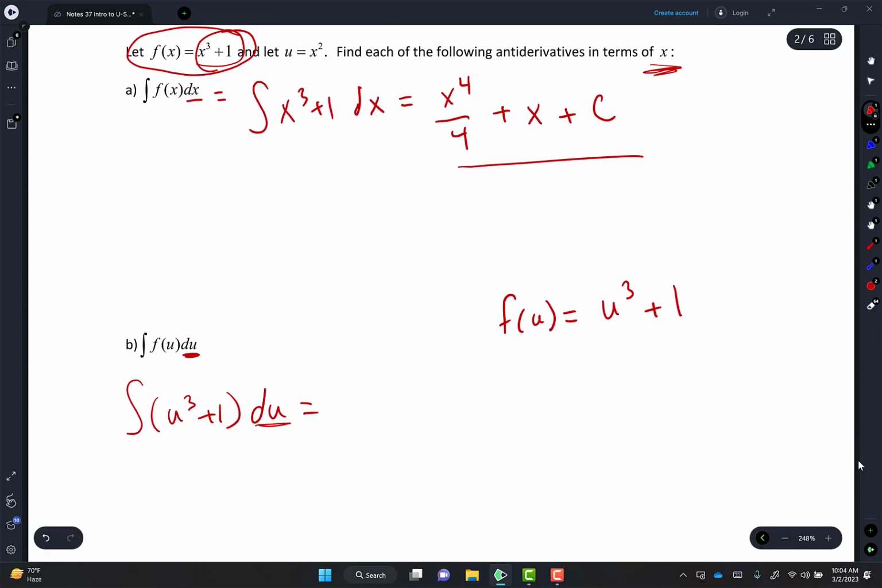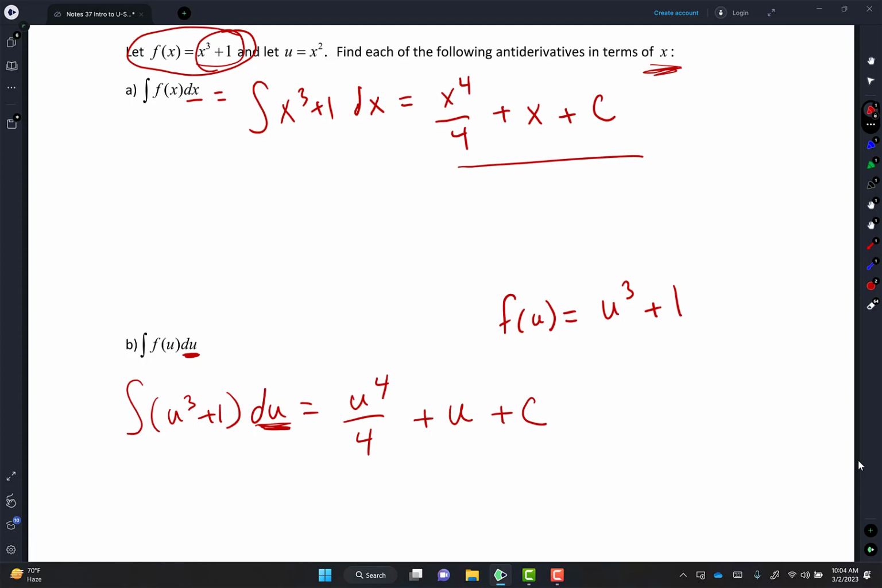Now notice that this says that I'm integrating with respect to what letter? U, and I already have it in terms of u. So the antiderivative of u cubed is u to the 4th over 4 plus, not x, u plus c. There it is. Now, that's not what this says in the top.